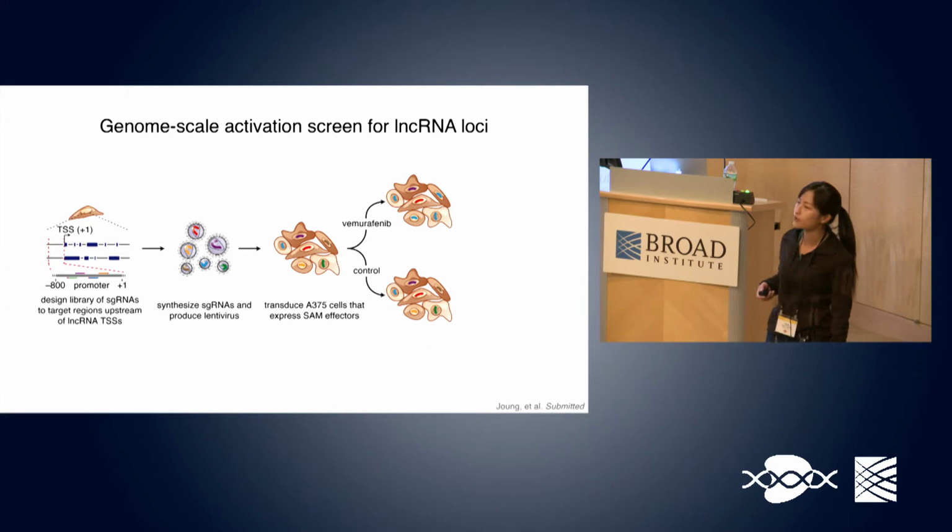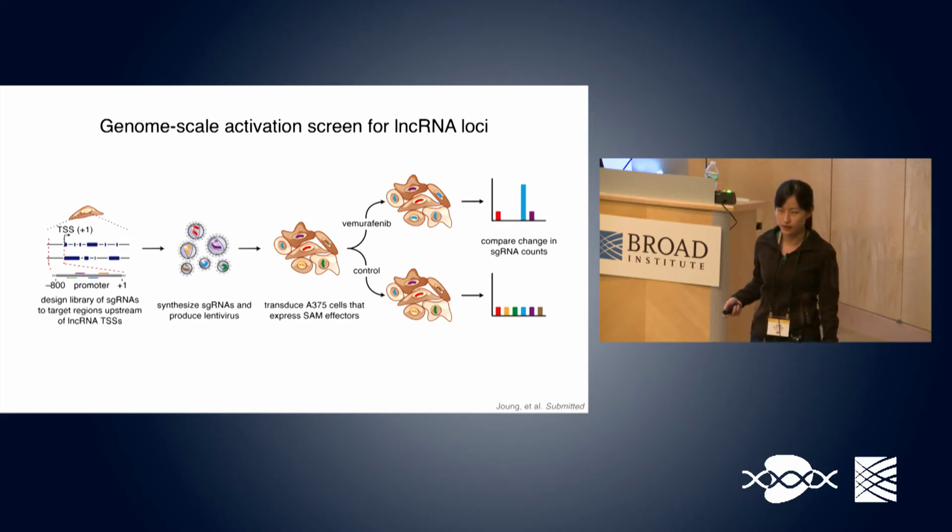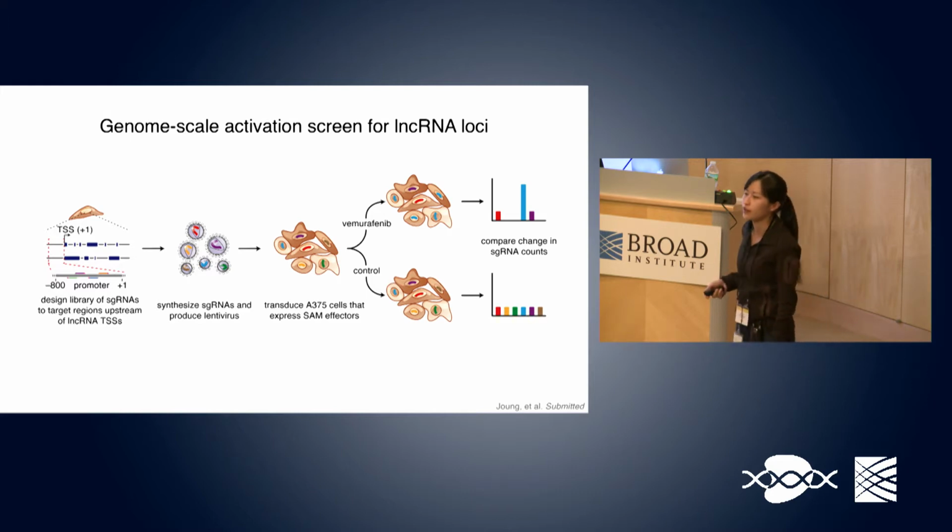So when we treat these cells with vemurafenib or control for 2 weeks, we can enrich for sgRNAs that target lncRNAs whose activation then confers resistance to the drug. These sgRNAs will become amplified in the positive selection screen, and at the end of the screen, when we deep sequence the sgRNAs in the population of cells, we can identify candidate lncRNAs that had been enriched and are likely contributing to BRAF inhibitor resistance. So at the end of the screen, we had a list of candidate lncRNAs.